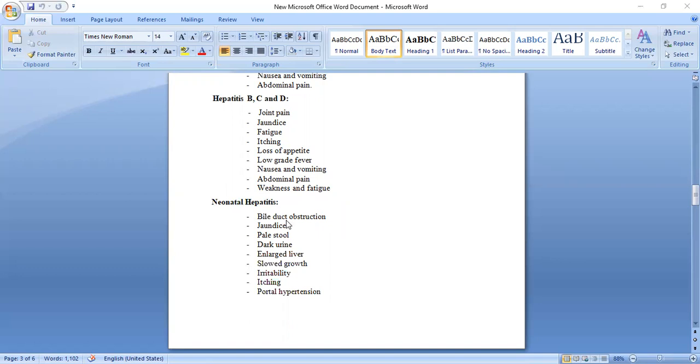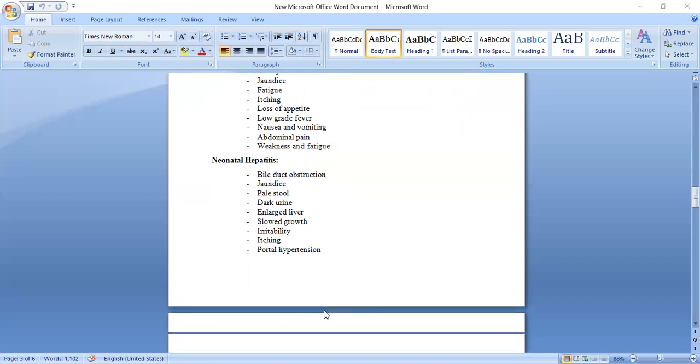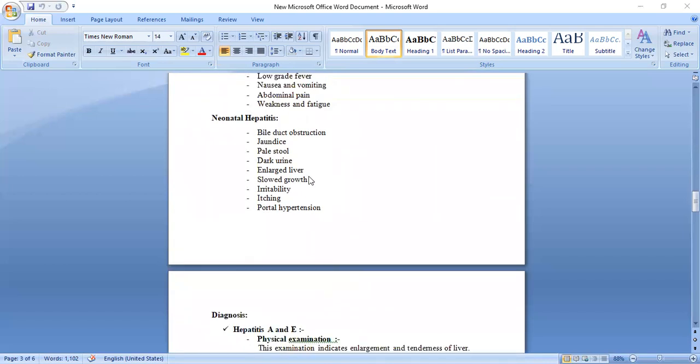Neonatal hepatitis: bile duct obstruction, jaundice, pale stool, dark urine, enlarged liver, slowed growth. Growth is very slow, with irritability, itching, and sometimes portal hypertension, isn't it? So these are the symptoms of neonatal hepatitis.